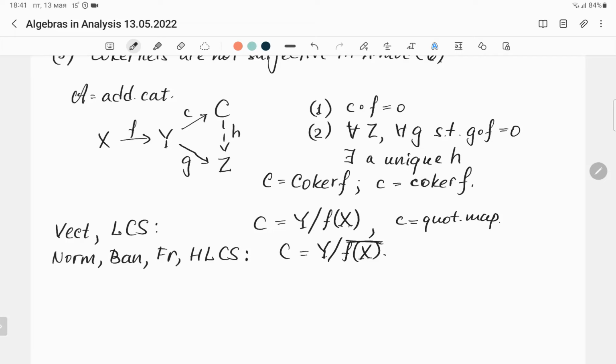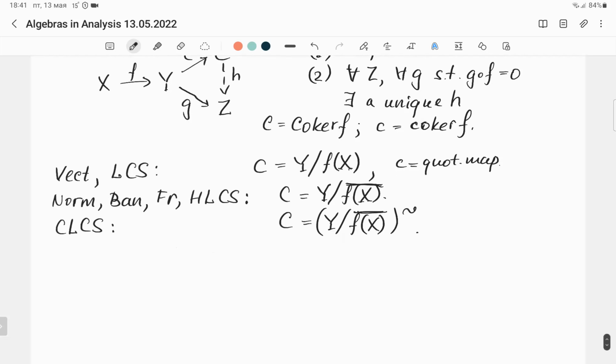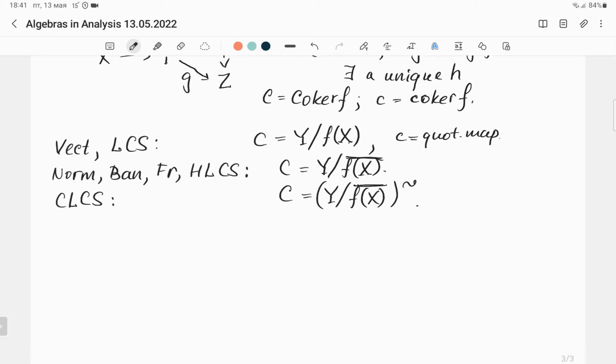And finally, if we take the category of all complete locally convex spaces, then the co-kernel is the completion of this quotient. So let's recall that in general, the quotient of a complete locally convex space modulo a closed subspace is not necessarily complete. So we have to take the completion. And in this case, little c, the co-kernel of f, is not surjective. Well, this fact leads to serious difficulties when we try to prove something about flat topological modules.